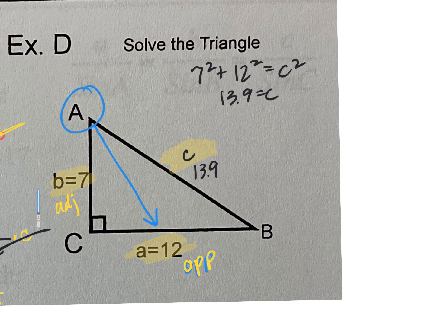SOHCAHTOA, O and A. Tangent, right? TOA, tan. So, you guys, we're going to say the tangent of angle A. This is the first time we've not had angle A there. Tangent is what over what? 12 over 7, right? Opposite over adjacent. Good. Getting those in the right order is crucial. We can't do adjacent over opposite.